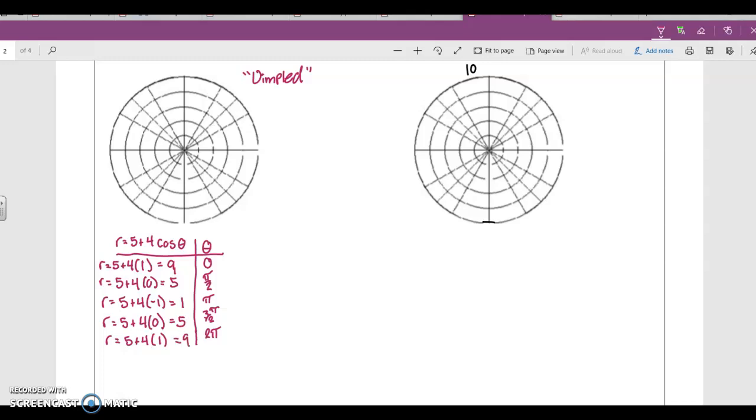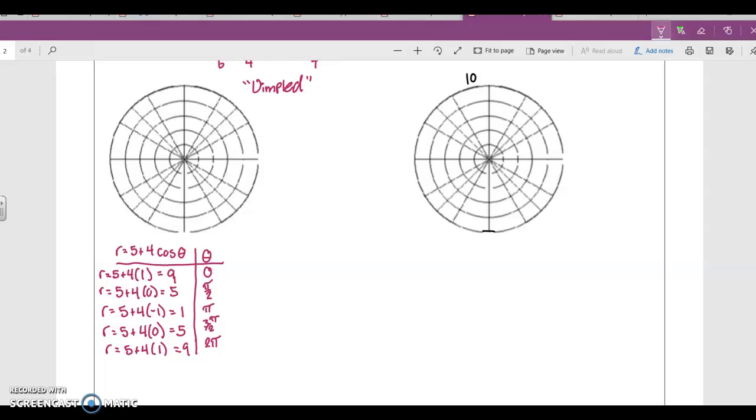All right, so now we go about graphing. And remember, these points are just our axes points. So we're starting here on this line, where theta is equal to 0. And we're going to say that these rings each represent a value of 2. Okay, so 2, 4, 6, 8, 10. So when theta is equal to 0, when we're on the x-axis, our radius is equal to 9, or the distance from our center is 9.